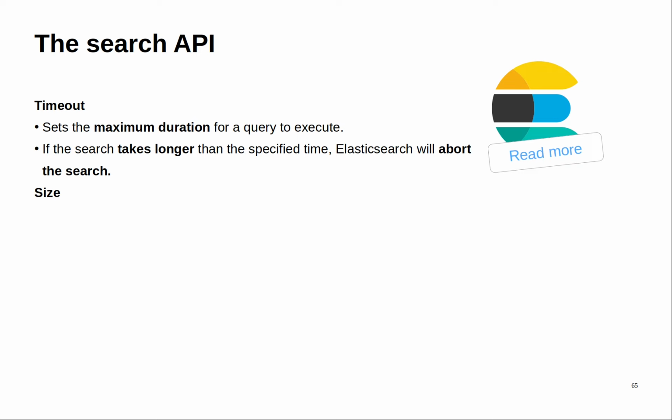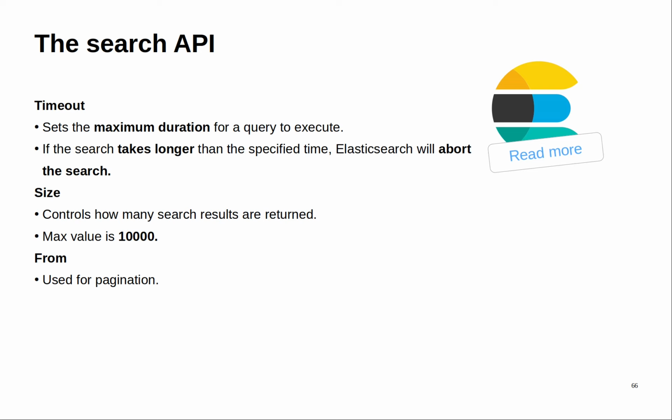Next is the size parameter. Size controls how many search results are returned. This is particularly useful when you only need a limited number of documents. Remember that the default value for size is 10, but you can change it, and remember that the maximum value is 10,000.